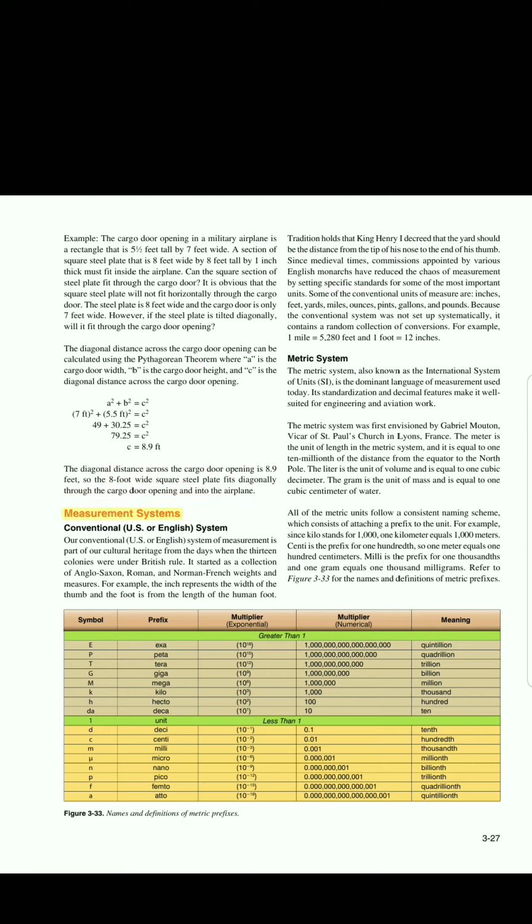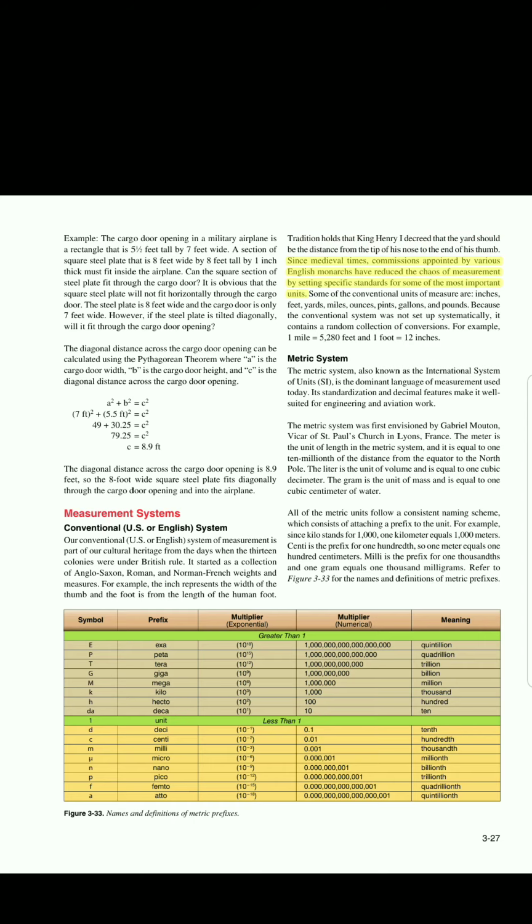Measurement systems. Conventional, US or English, system. Our conventional, US or English, system of measurement is part of our cultural heritage from the days when the 13 colonies were under British rule. It started as a collection of Anglo-Saxon, Roman, and Norman French weights and measures. For example, the inch represents the width of the thumb and the foot is from the length of the human foot. Tradition holds that King Henry I decreed that the yard should be the distance from the tip of his nose to the end of his thumb.